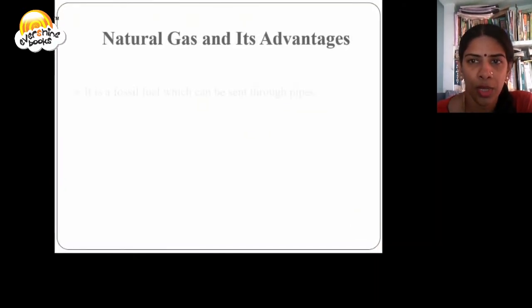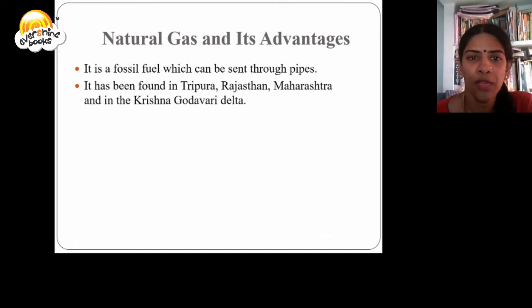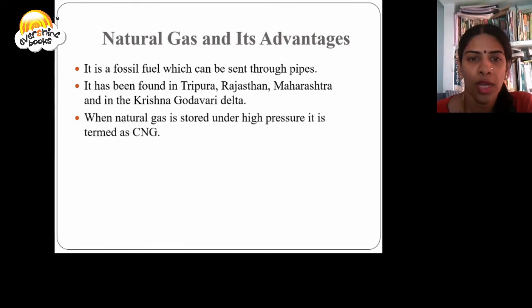Natural gas and its advantages. Natural gas is a fossil fuel which can be sent through pipes. It has been found in Tripura, Rajasthan, Maharashtra, and in the Krishna Godavari Delta. When natural gas is stored under high pressure, it becomes CNG. CNG is compressed natural gas.